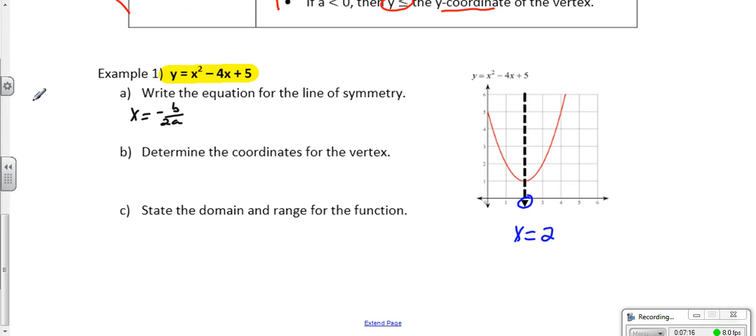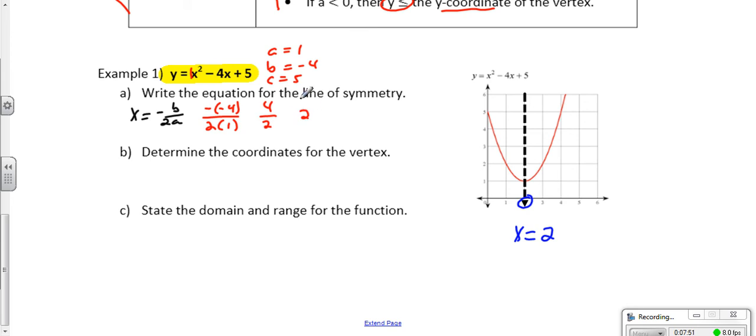Now in this problem, a is 1. They don't write it, but there it is. B is negative 4, and C, if we ever need it, is 5. So let's plug in what we know. X equals negative b. So I'm going to put the negative on top. I want to write a negative 4 in. The negative in the formula and the negative of the negative 4 are not the same negative. Over 2 times a, which is 1. Which gives us a positive 4 over 2, which reduces to 2.